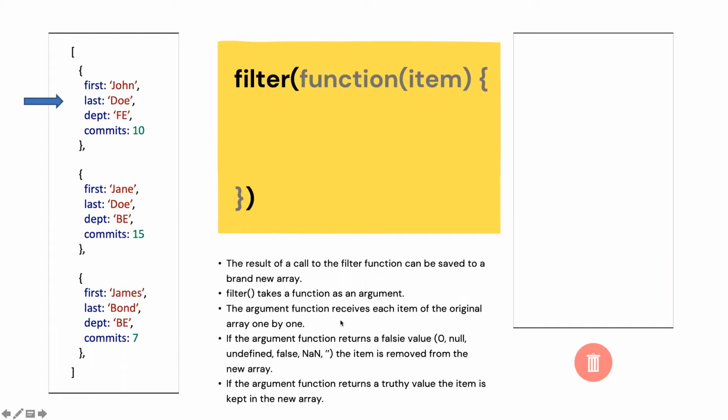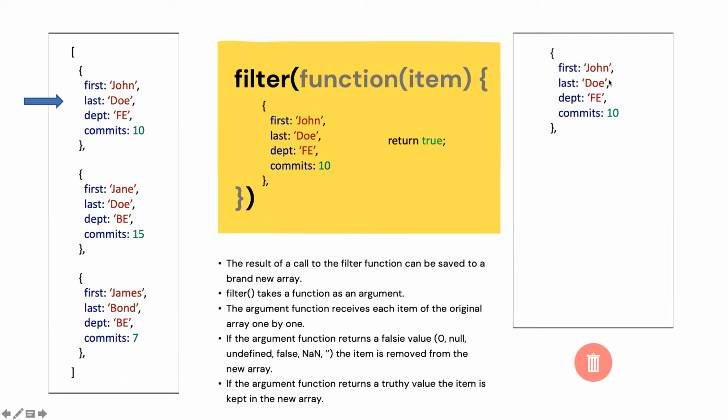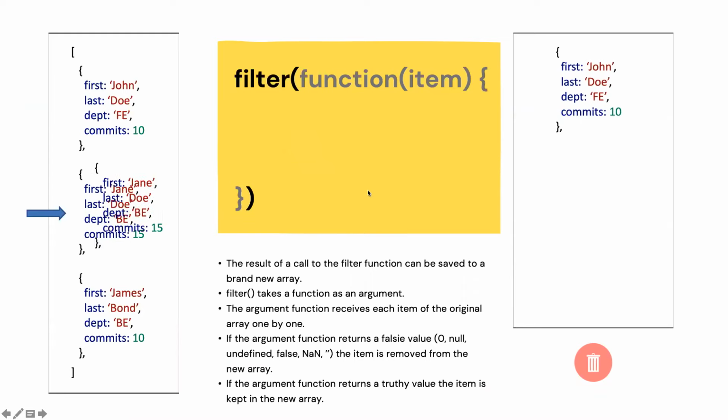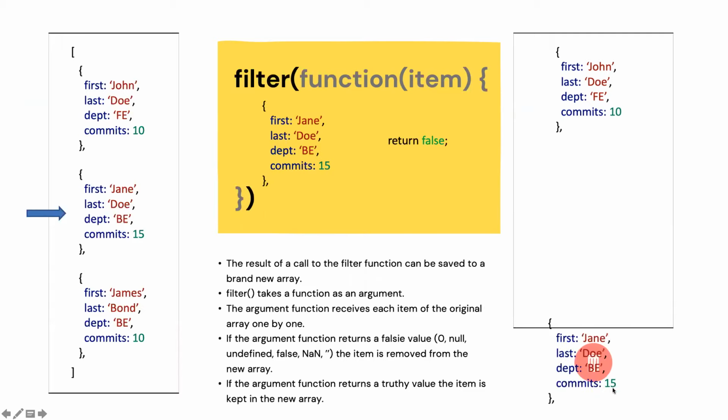In JavaScript, 0, null, undefined, false, NaN, and the empty string are falsy values. Everything else is a truthy value. So for example, in the first iteration, it gets this particular item. We write logic which returns, say, true. True is a truthy value, so this item will be retained in our new array. Then it moves to the next item. Based on the logic we have written inside the argument function, if it returns false, the item won't be included. It will be excluded from the new array.